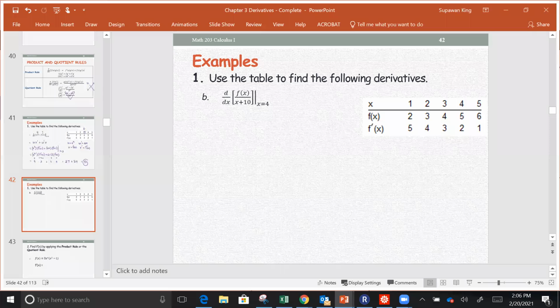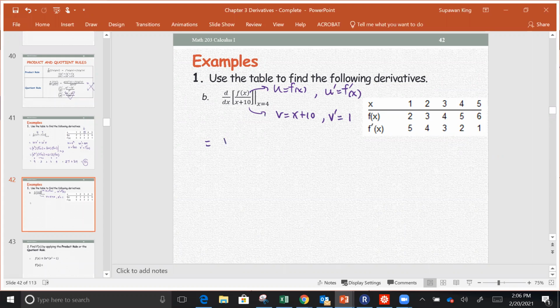Part B. Use the same table to find the derivative of the quotient f of x over x plus 10. Let u be f of x and v is x plus 10. U prime is f prime of x. The v prime is 1. Apply the quotient rule. Use the u and v version.